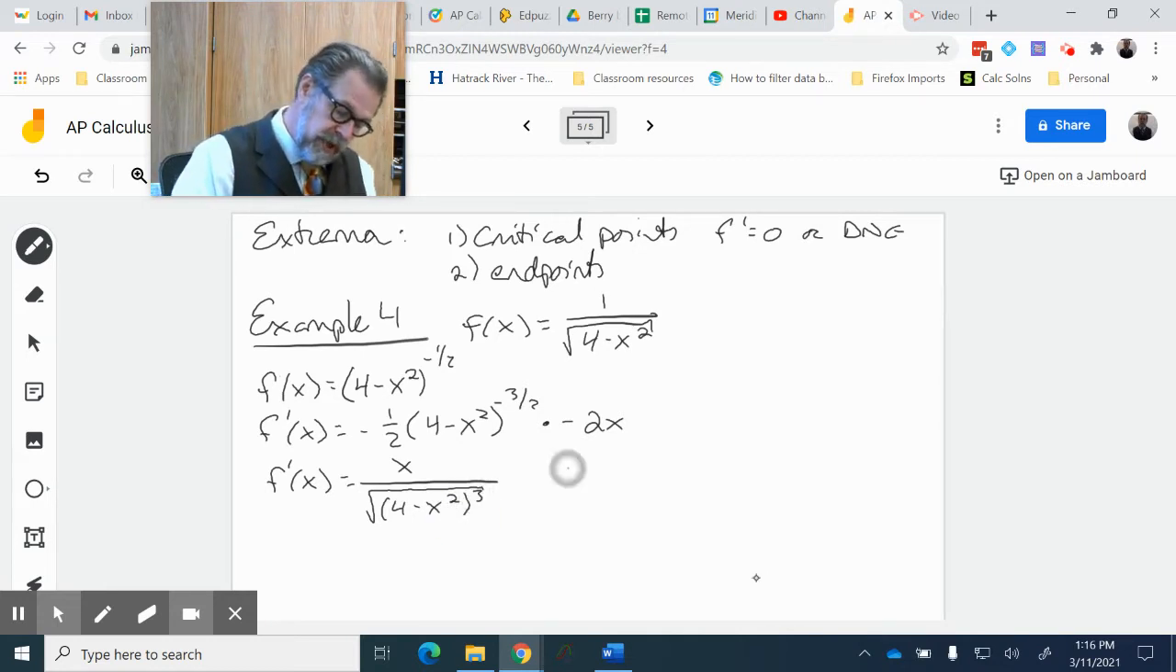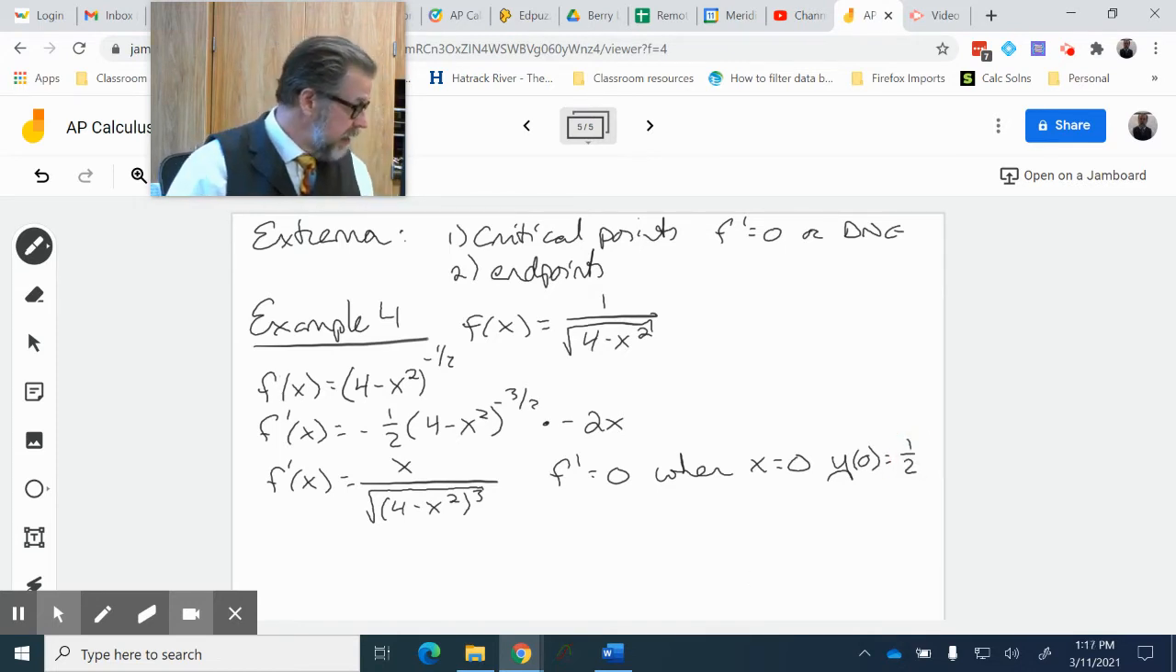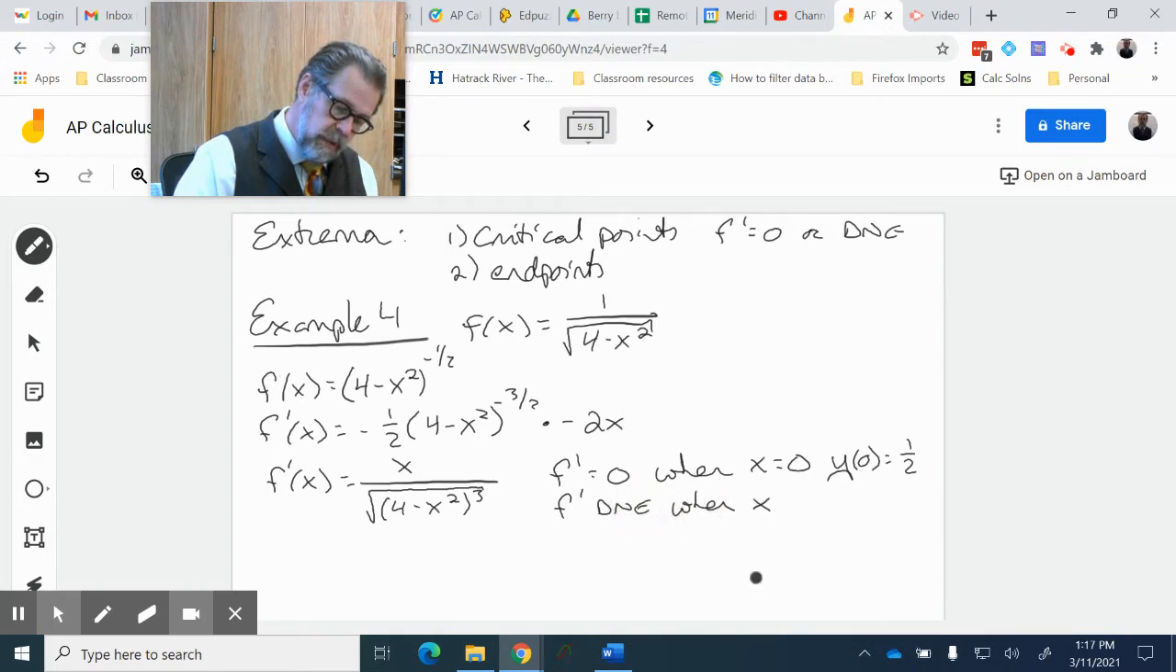So critical points. F prime is equal to 0 when x is equal to 0. And so we'll do a quick calculation of the y value. Y of 0 is 1/2. F prime does not exist when x is equal to plus or minus 2.